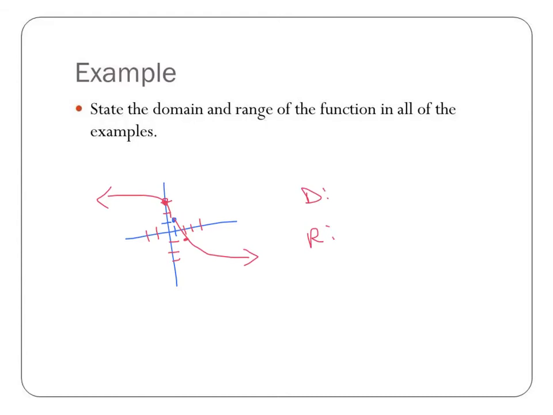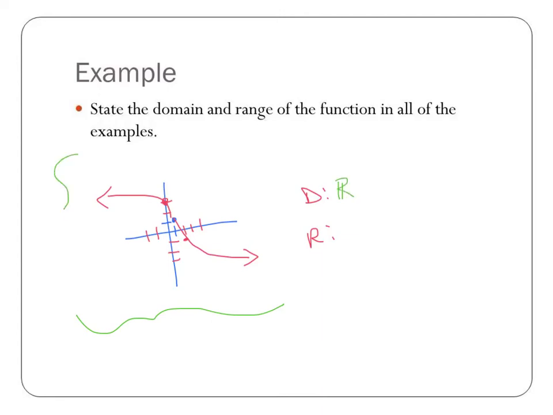So remember that domain corresponds to your x values. And if I look at my x-axis here, is there any number on the x-axis that you would not have a corresponding point on the graph? There's not. You can pick any x you want, and there's a point on this graph someplace. So our domain is all real numbers.